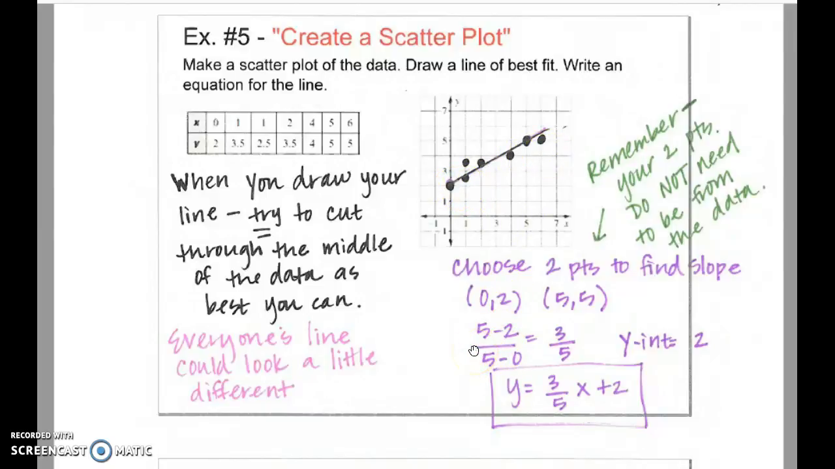I found my slope. 5 minus 2 over 5 minus 0 is 3/5, and I said my y-intercept was 2. So y equals 3/5 x plus 2. Done. There's the equation of your line. Again, your slope may be a little bit different. Your y-intercept may be a little bit different. It's okay as long as it's within reason.